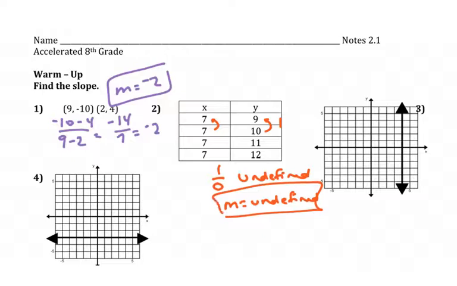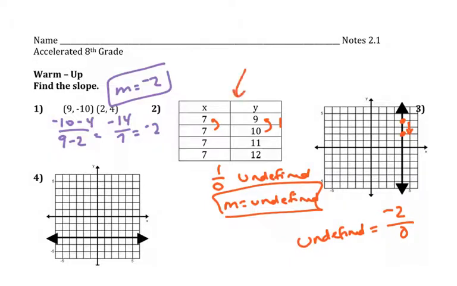Okay, looking at number 3, if you look at your rise, which could be like if I just pick 2 points, I'm going to go down -2, and then my run is 0. That's also undefined. And so that slope is undefined.